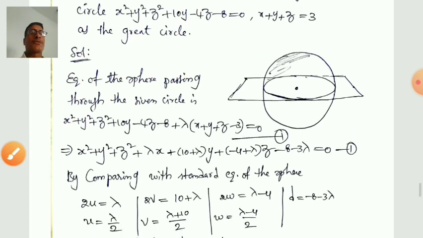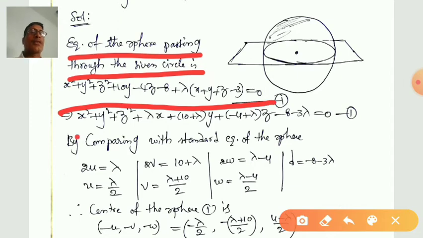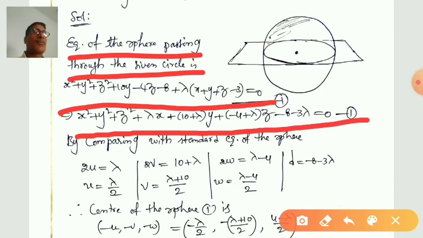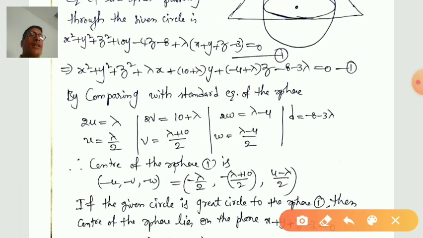Therefore, here the equation of the sphere passing through the given circle is like this. On simplification, we will get x square plus y square plus z square plus lambda x plus (10 plus lambda) y plus (lambda minus 4) z minus 8 minus 3 lambda is equal to 0. This is the equation of any sphere passing through the circle. For different values of lambda, we will get different spheres passing through the circle. So this is the common equation.